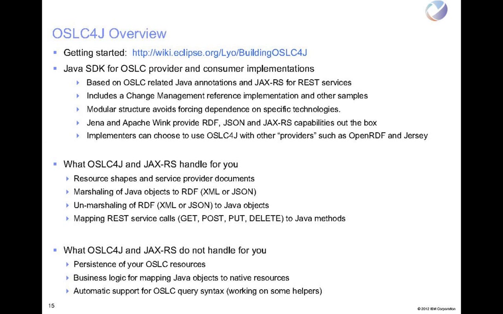The examples that are out there today really don't have that business logic. We have a change management sample implementation, and it does all the right things from an OSLC point of view, but it's not a real change tracking tool. It just stores the change requests locally, and returns them if folks ask for them or allows them to create new ones. OSLC for J enables you to put that business logic code in there.